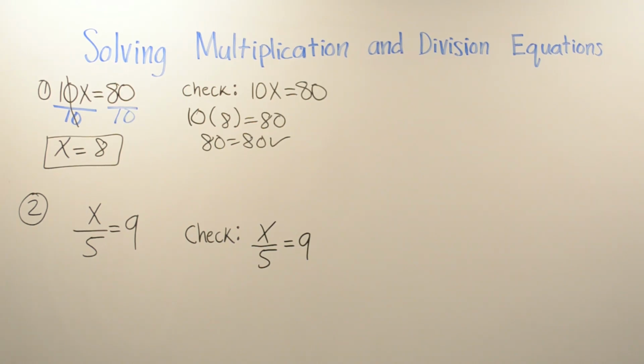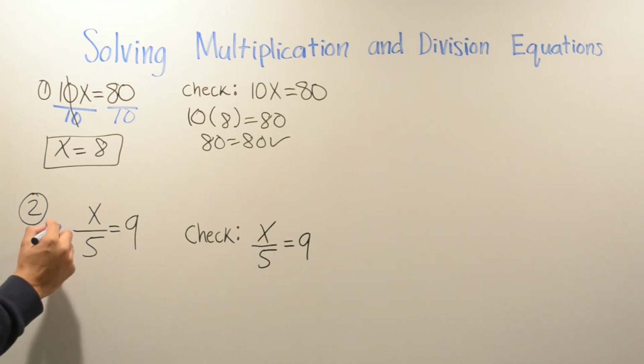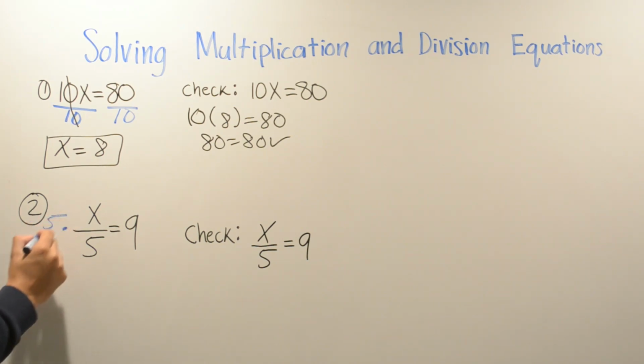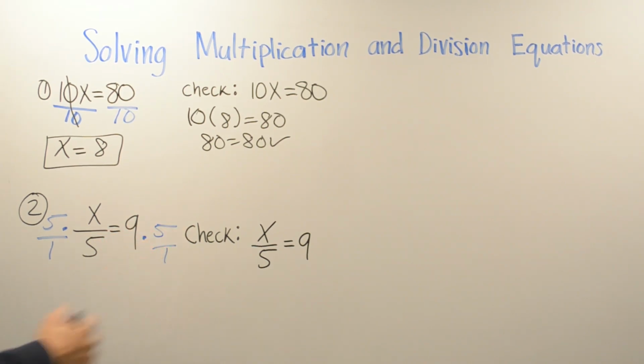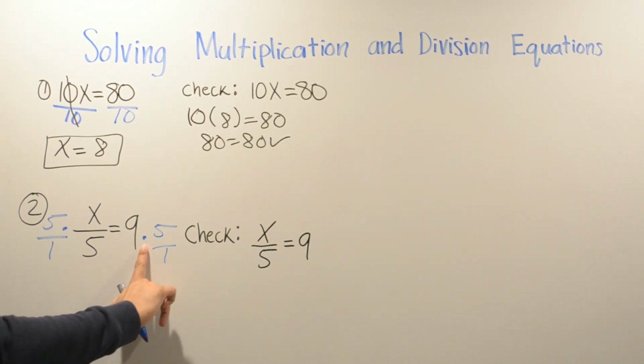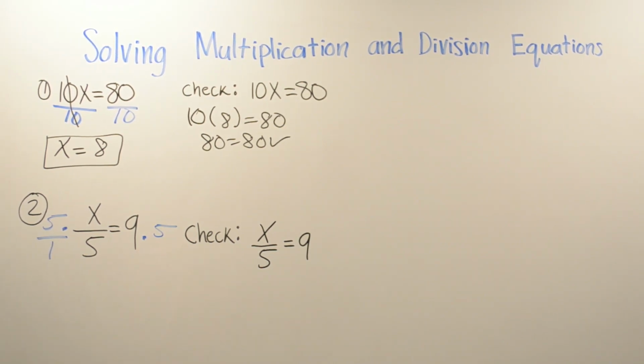For number 2, we have x divided by 5 equals 9. The opposite of division is going to be multiplication. So to get rid of x over 5, we have to multiply by 5 over 1. And whatever we do on one side of the equal sign, don't forget we have to do it on the other side of the equal sign. So we're going to multiply that by 5 over 1, or we can just leave it as 5 because it's going to be the same thing.